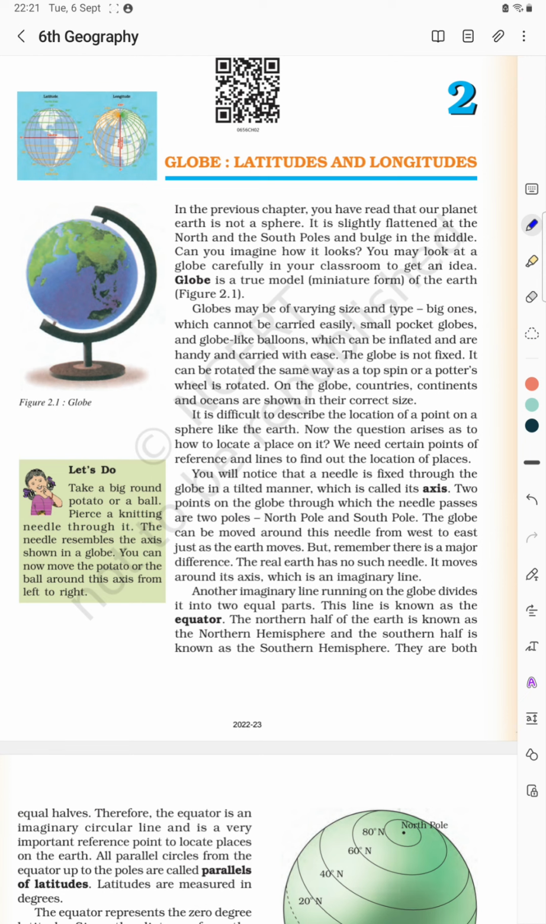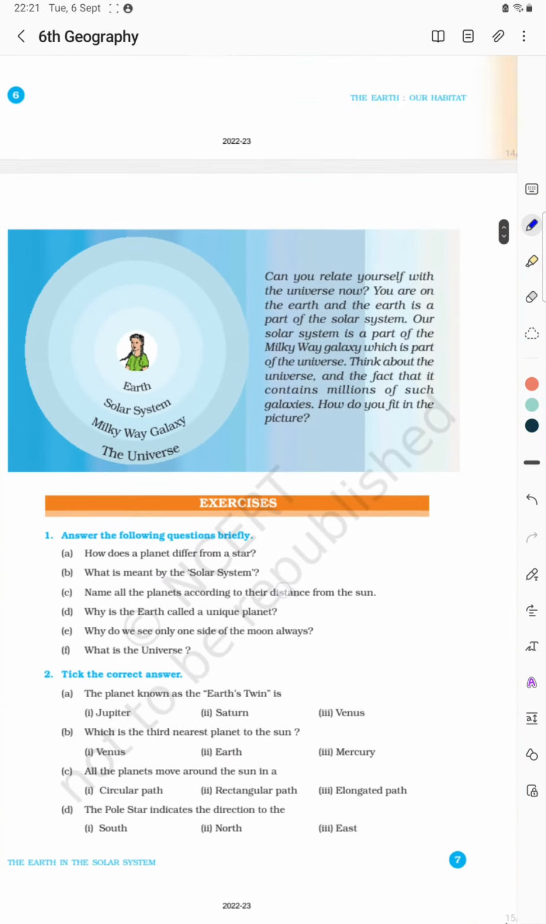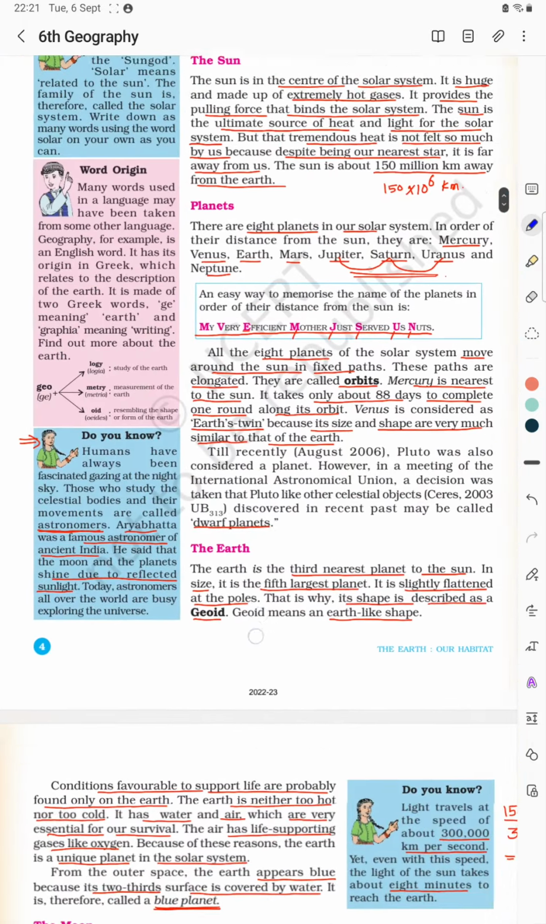In the previous video, we had started our 6th class NCERT book, The Earth, Our Habitat, and learned about the first chapter, that is the Earth in the solar system. In this video, we will be learning about chapter 2, that is latitudes and longitudes. But before starting with this chapter, let us take a recap of what we have learned in the previous lecture.